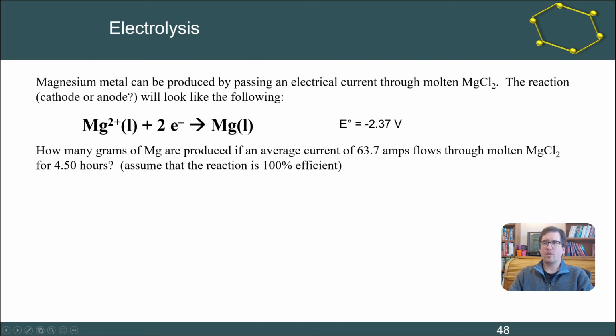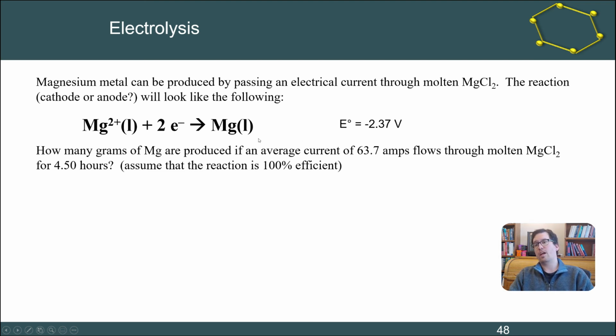All right, so in electrolysis then, let's look at another example. Magnesium metal can be produced by passing an electric current through molten magnesium chloride. So this might be the way that magnesium metal gets produced industrially. So the reaction will look like the following. You have magnesium ions, again as liquid because they're molten, plus 2 electrons making the zero valent magnesium liquid. All right, so that has a standard reduction potential of negative 2.37 volts, but again, as we saw in the last slide, that's actually not relevant.